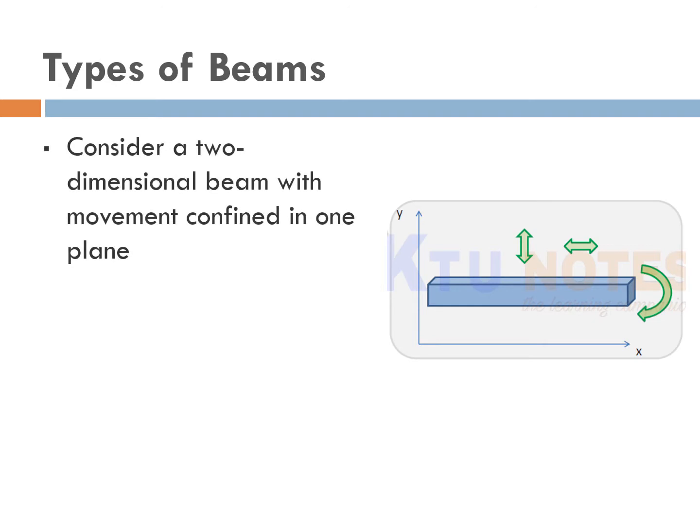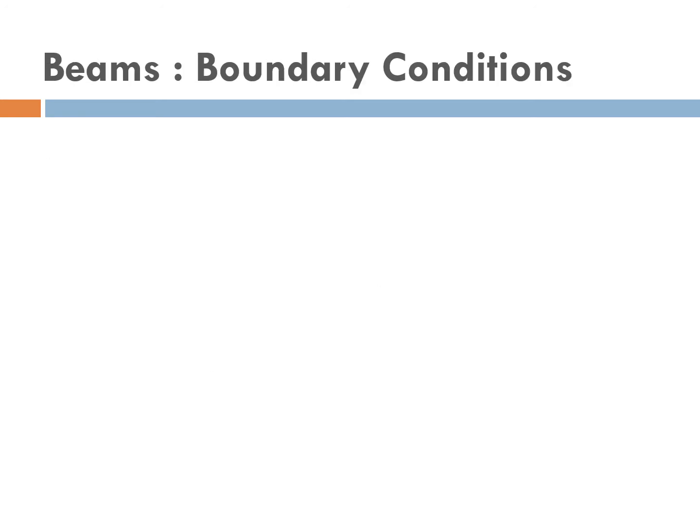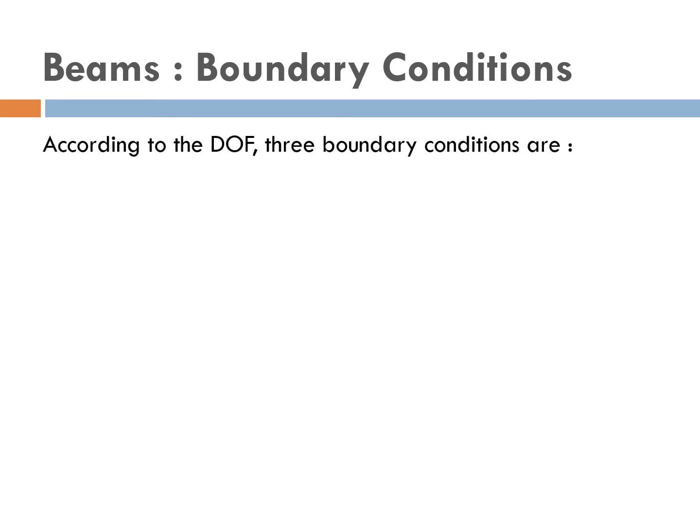Now consider a two-dimensional beam with movement confined in one plane, that is, along the xy plane. Each point along the length of the beam can have a maximum of 2 linear degrees of freedom, that is, it can move along x or y direction, and also 1 rotational degree of freedom. According to the restrictions on the degrees of freedom, 3 boundary conditions are possible.